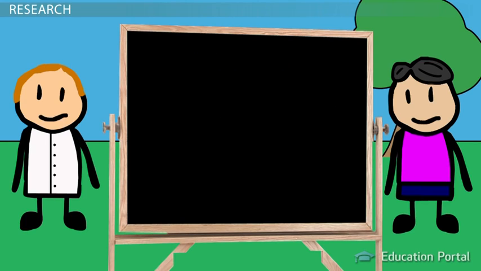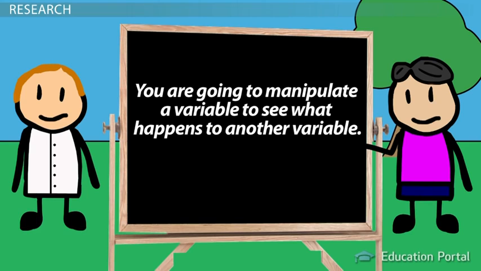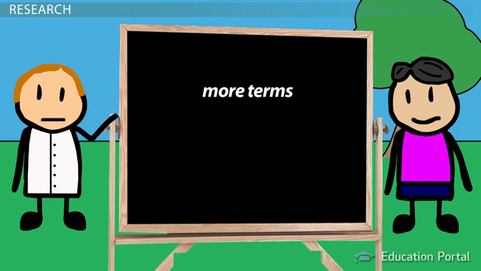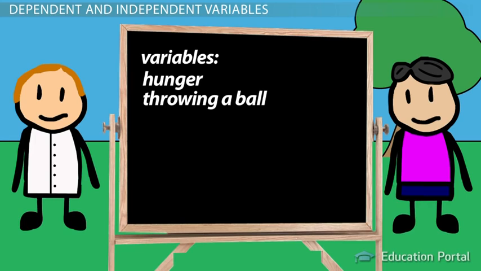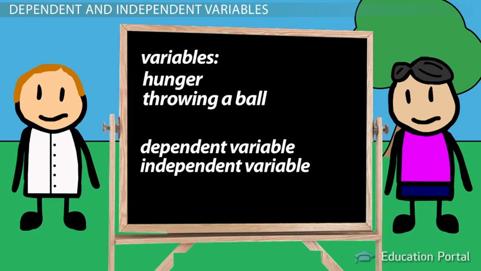Now, let's science up that earlier statement. You are going to manipulate a variable to see what happens to another variable. It still isn't quite right because we're using the blandest term for variable and we didn't differentiate between the variables. Let's take a look at some other terms that will help us make this statement more scientific and specific. A moment ago we discussed the 2 variables in our experiment, hunger and throwing a ball. But they are both better defined by terms dependent or independent variable.